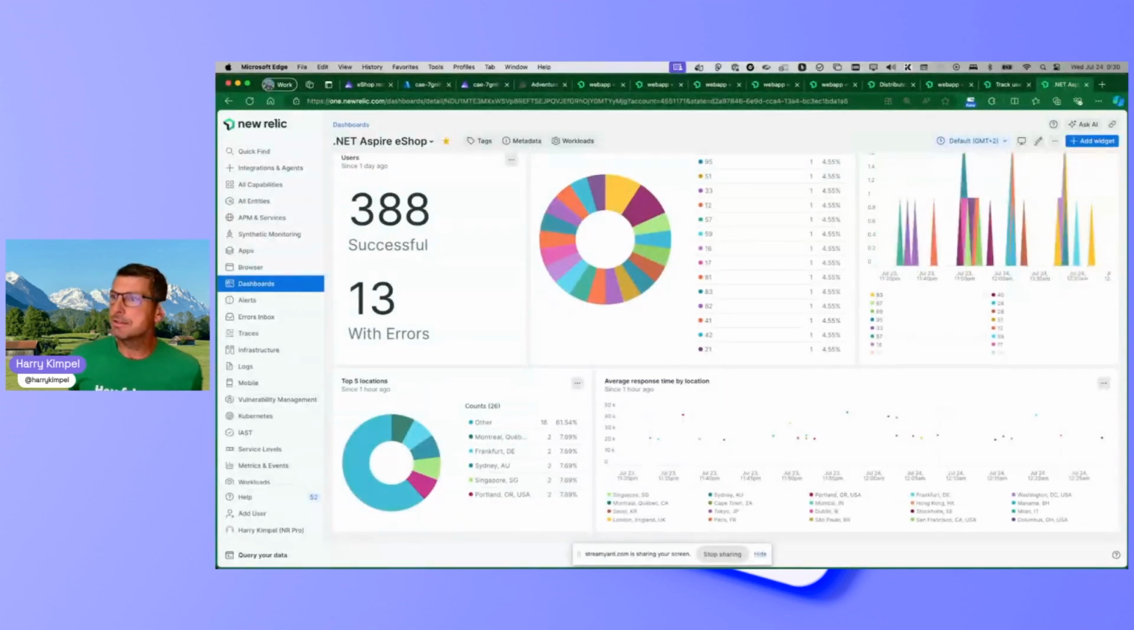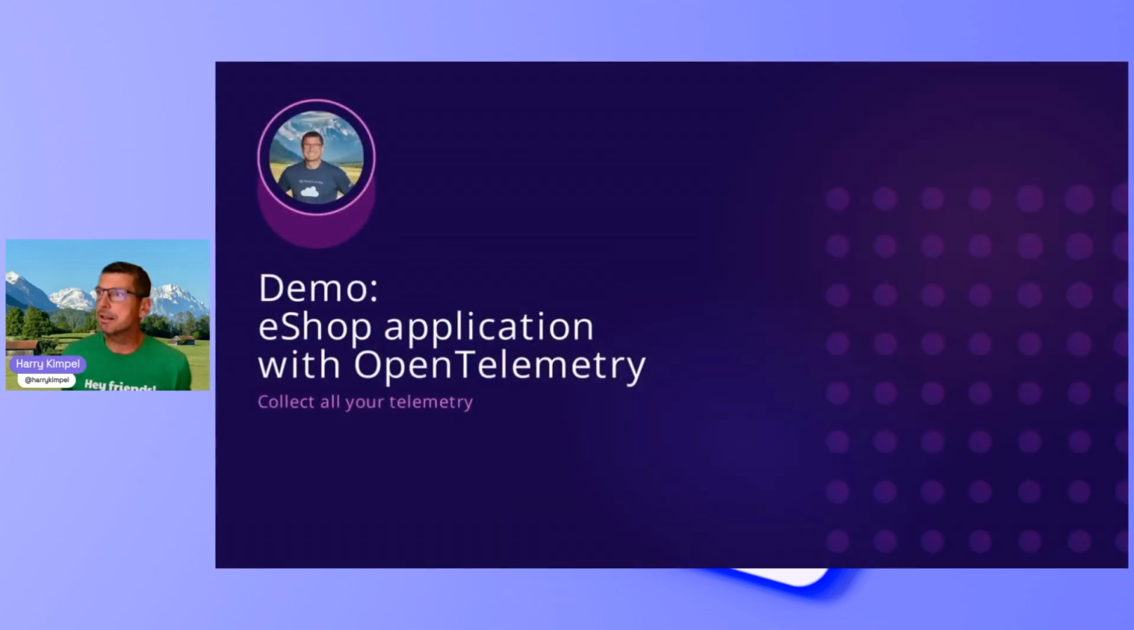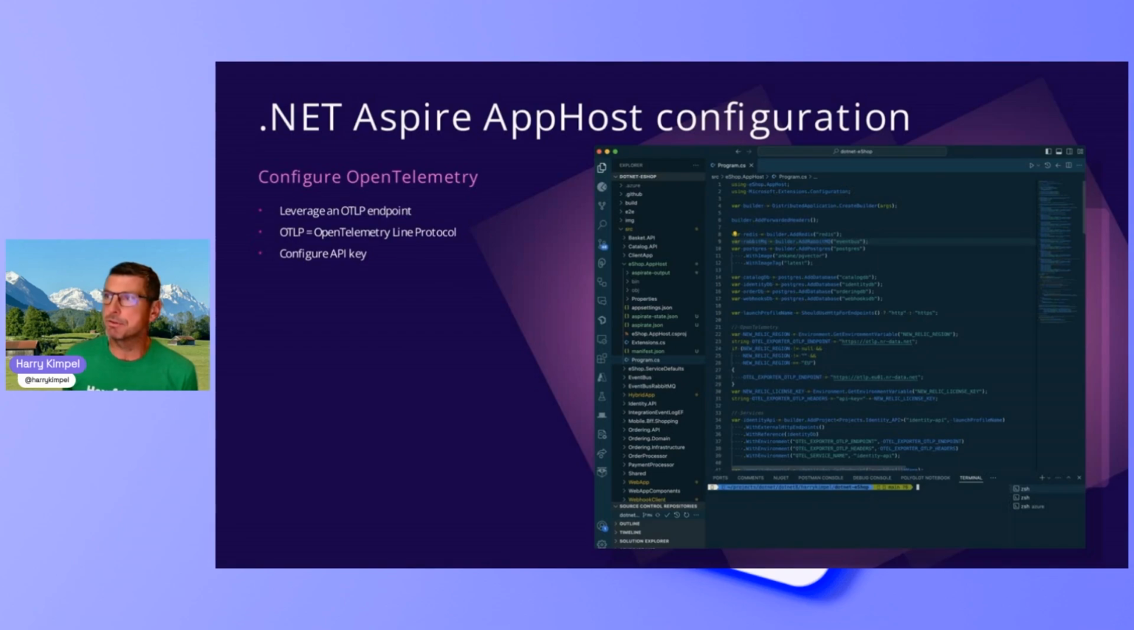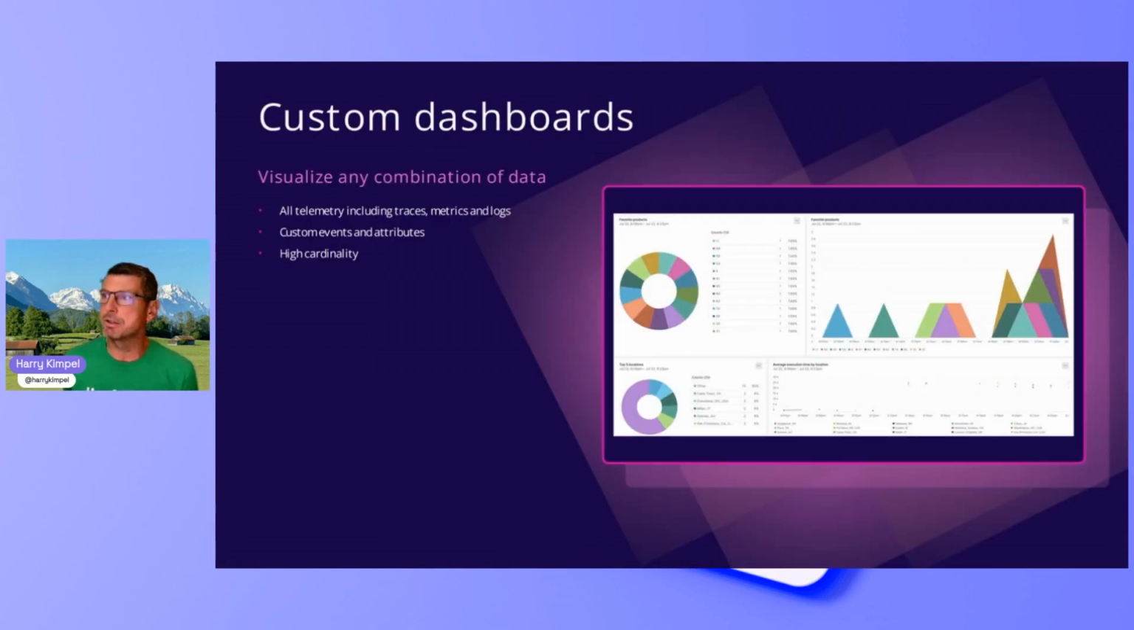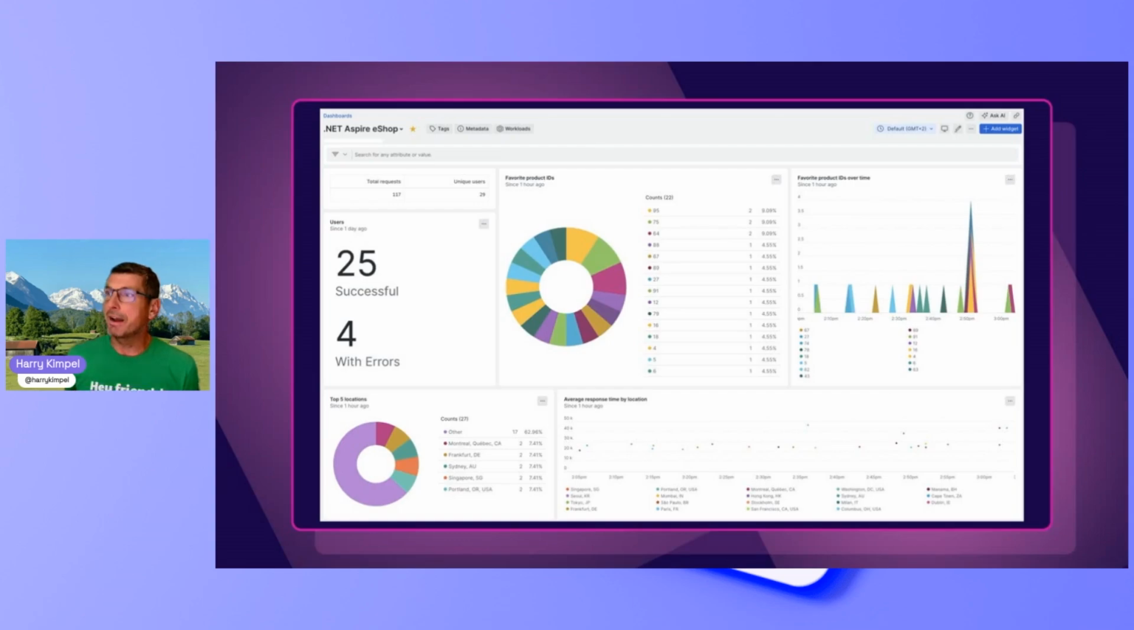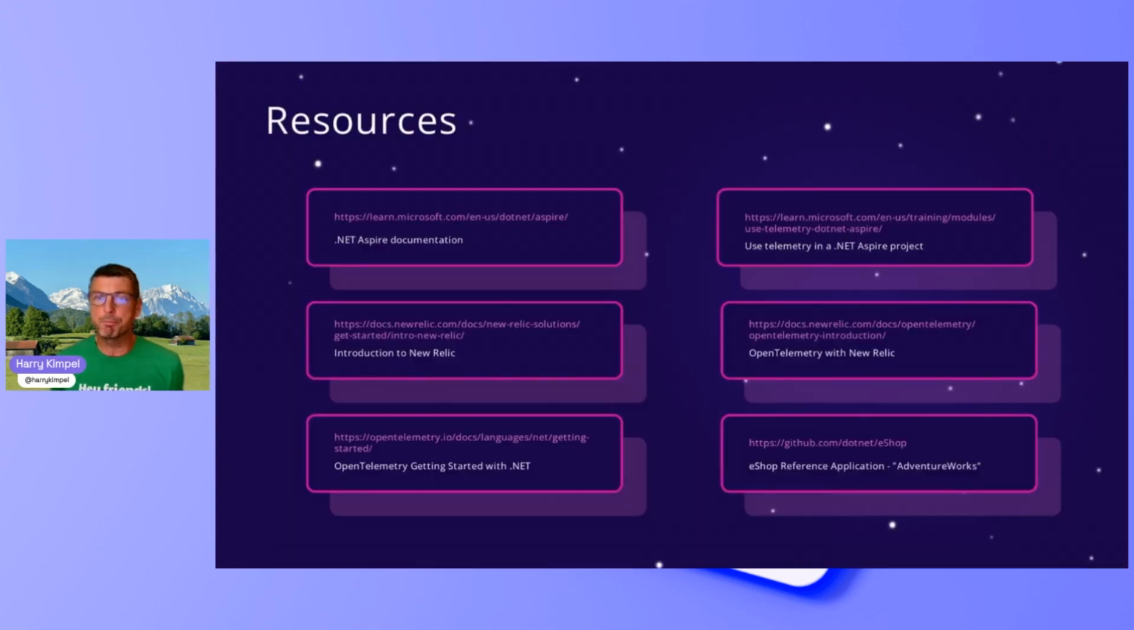All right, let's jump back into the slides to finish this off. So basically, I added a couple of pieces of information into the slide deck. I think we'll share these after the session. Finally, I added some custom resources just to show you all the things that I'm using in today's session. So I have links here to the Aspire documentation on how to use telemetry in the application. I also have links on how to configure New Relic for OpenTelemetry, the link to the OpenTelemetry documentation, the getting started guide with .NET, and finally the link to the Aspire eShop application.